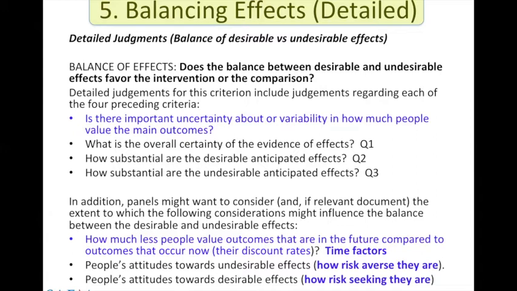So how much less people value outcomes that are in the future, so later on in life, compared to right now. So those are time discount factors, and there might be a literature on this, or you might need some expertise on your panel to help try to navigate this. Some questions around attitudes of patients towards undesirable effects, so if they're risk averse, and attitudes towards desirable effects, or how risk seeking they are with regards to the intervention that your group is considering.